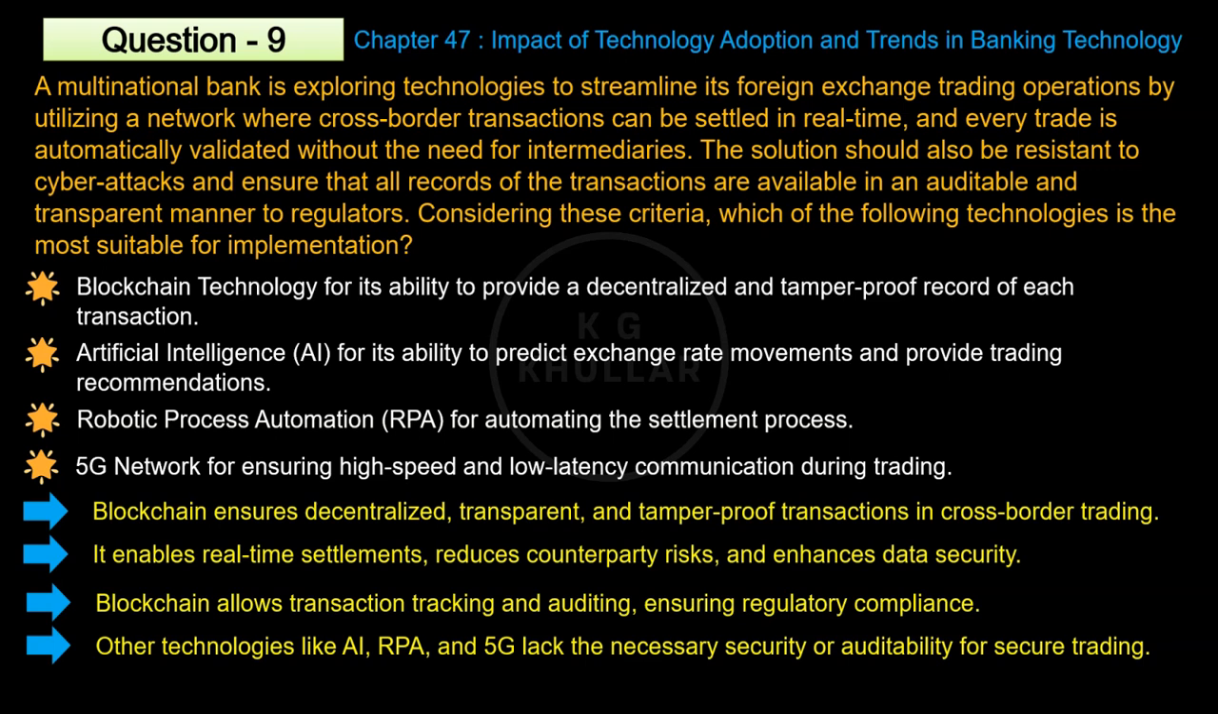Now, other options like AI, that is option B, and RPA, that is option C, are not suitable for maintaining a secure, tamper-proof transaction ledger. Then 5G, which is our option D, enhances communication speed, but it doesn't provide the necessary security or auditability feature for foreign exchange transactions. So friends, I hope the explanation is clear to you.